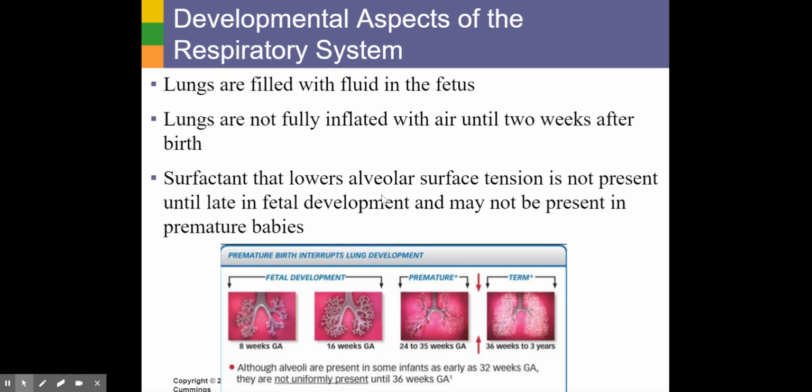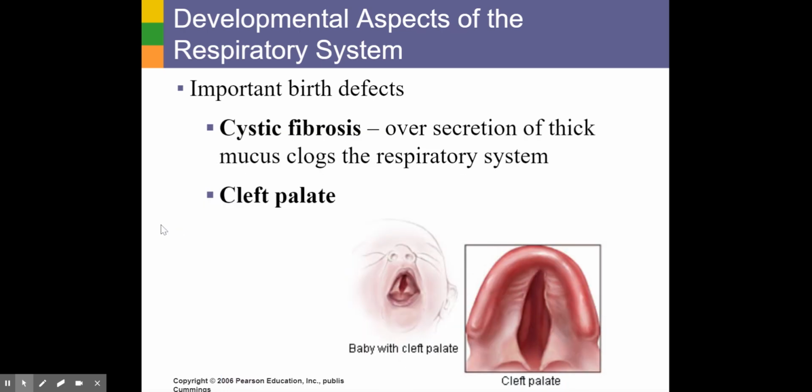The surfactant, that chemical inside the lungs that helps hold that surface tension, is actually not present until late fetal development, which is why premature babies really have a hard time breathing and they have to be kept in the hospital on a ventilator for such a long period of time, because we're waiting for that surfactant to come online before we can discharge them and get them to go home by themselves.